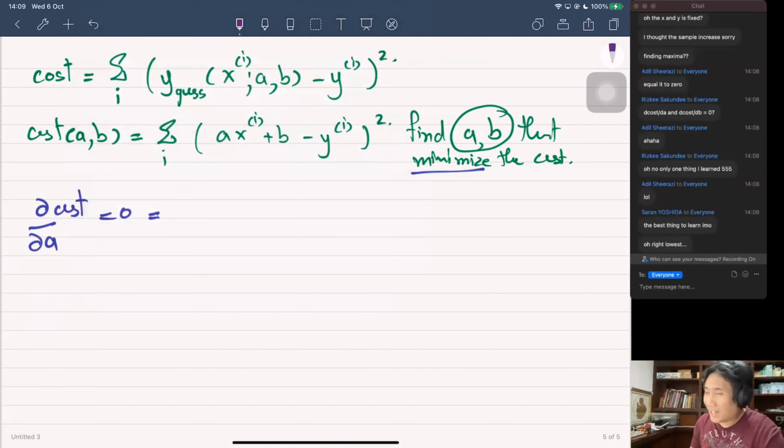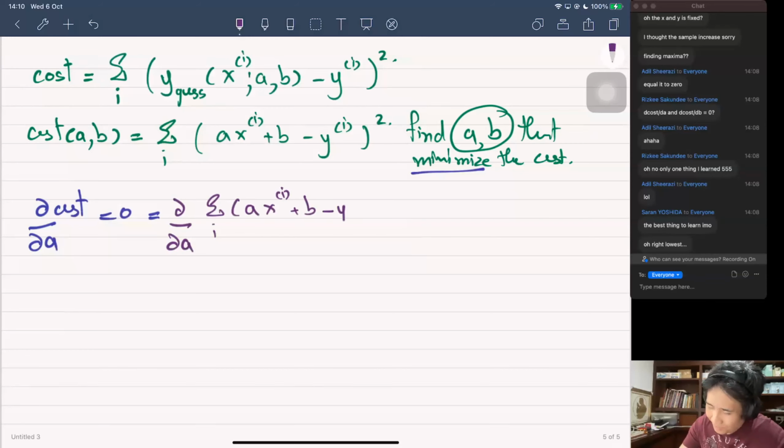Okay, so let's differentiate this. Let me write down everything. Let's differentiate this together. Sum over i, a x_i plus b. Now you see why I put a x_i plus b first, so that you do not have the nasty minus sign that you need to work around. Now you see another problem. We have the derivative of the sum.